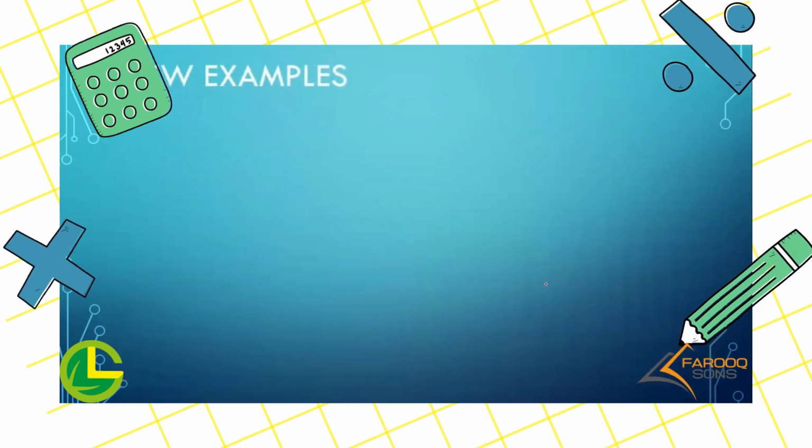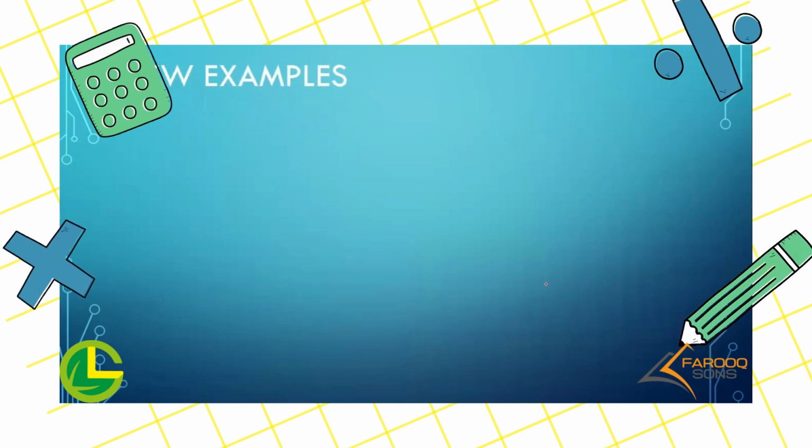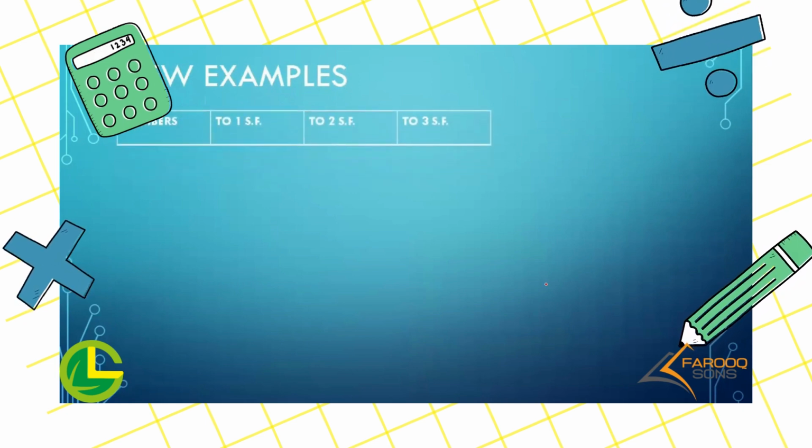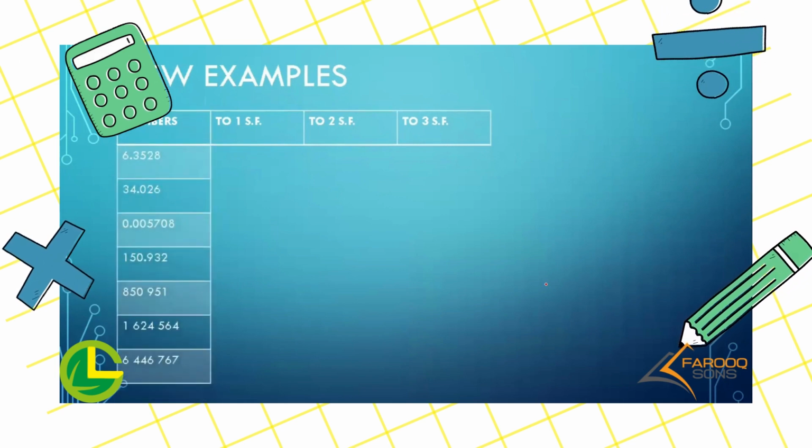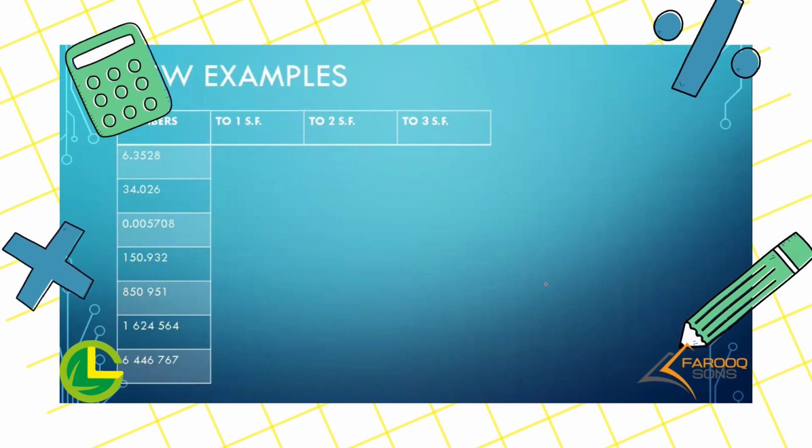After this, we have a few examples where we are going to round off certain numbers to significant figures: to 1 significant, 2 significant, and 3 significant. We have this list of numbers. I would suggest you to pause the video for a couple of seconds and then I will be sharing answers for these.